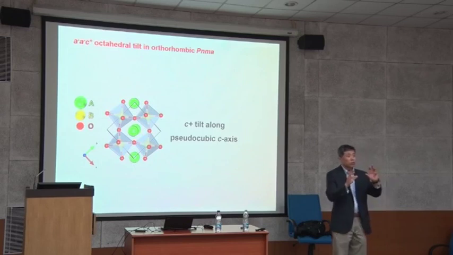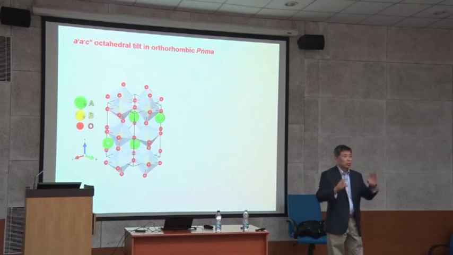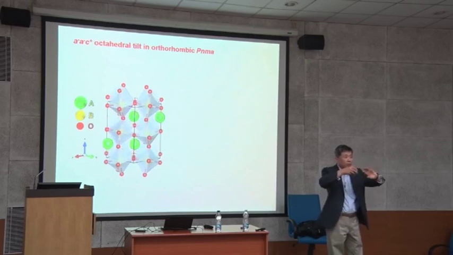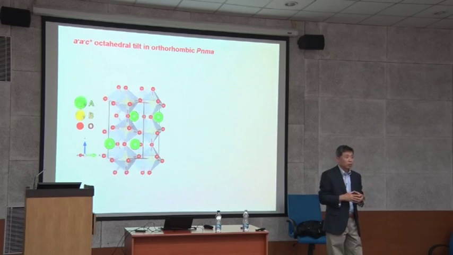This octahedral rotation also creates a metal-insulator transition, because you have overlaps, and when the angle gets bigger, the overlap is less. That's why it's a variation of tension.